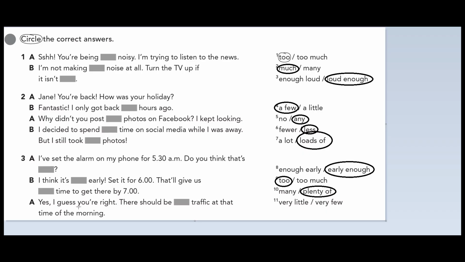Okay, yes, I guess you're right. There should be. Traffic. Traffic is an uncountable noun, so very little traffic at that time of the morning.